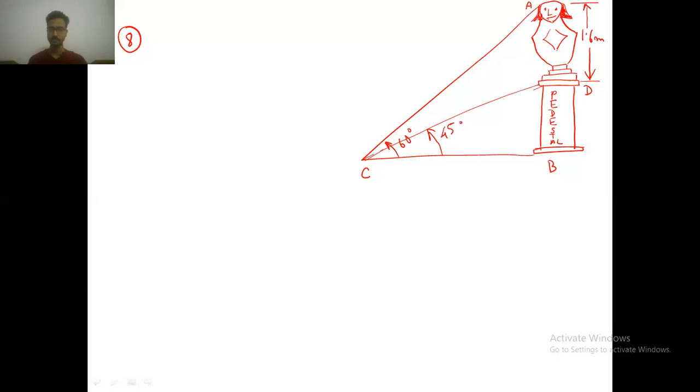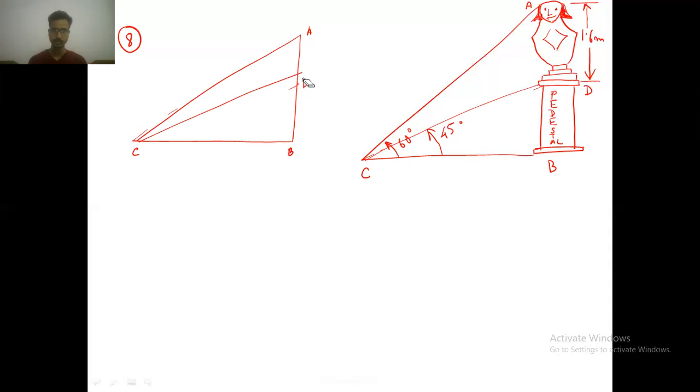Okay, I am drawing this pedestal and statue for your understanding only, but in the exam you don't need to draw the pedestal and statue, you just have to draw this one. Suppose this is your A, this is B, this is D, this is point C, this is your AC, and this is your CD.